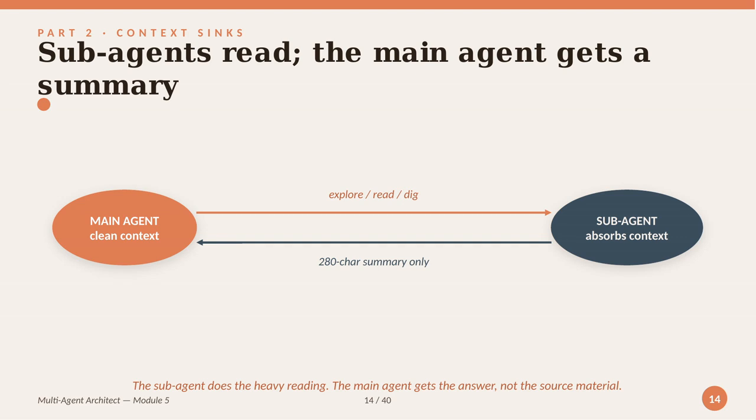The subagent's context, which absorbed everything, is now gone. It ended when the subagent returned, taking all that bloat with it. The arrow on the slide is intentional. It goes both ways with very different sizes. Big arrow out, tiny arrow back. That asymmetry is the whole pattern. Heavy reading goes out. Light summary comes back. This is why the role of explorer or researcher is so common in multi-agent systems. Those roles exist specifically to absorb context that the main agent shouldn't have to carry.